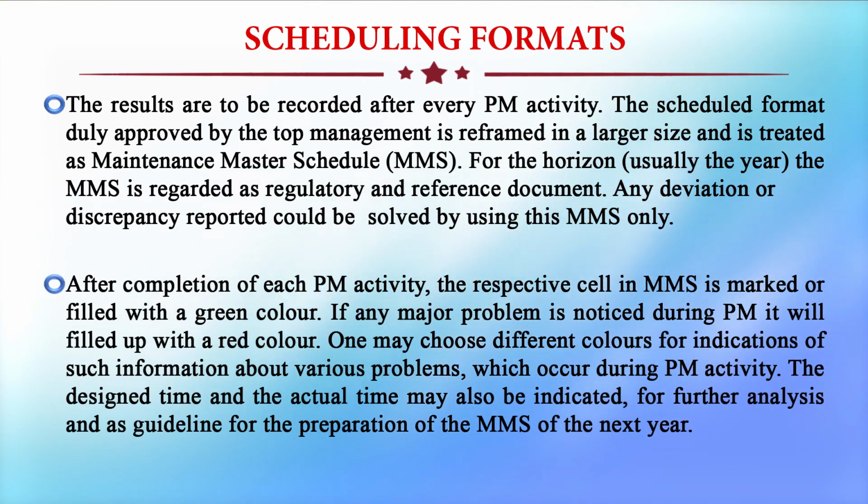After completion of each preventive activity, the respective cell in MMS is marked or filled with a green color. If any major problem is noticed during preventive maintenance, it will be filled up with a red color. One may choose different colors for indication of such information about various problems which occur during preventive maintenance activity. The design time and the actual time may also be indicated. For further analysis and as guidelines for the preparation of MMS of the next year, it will be utilized.